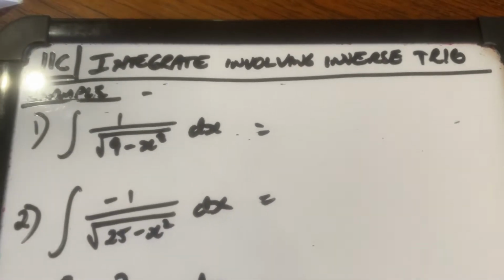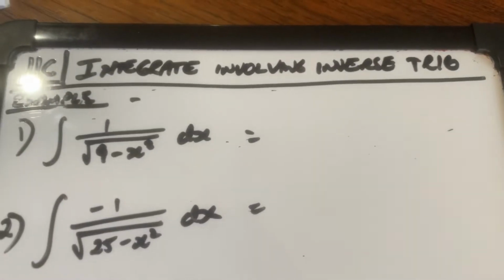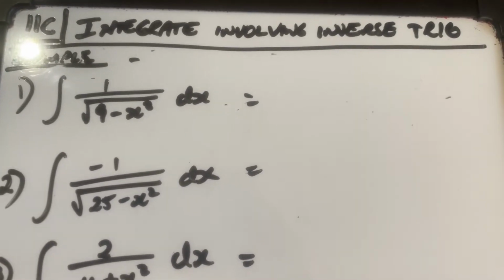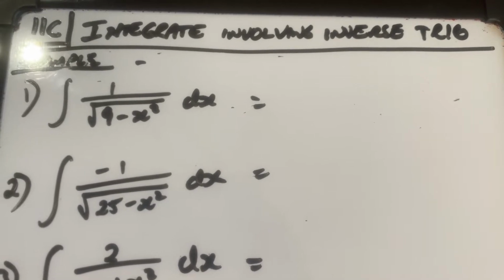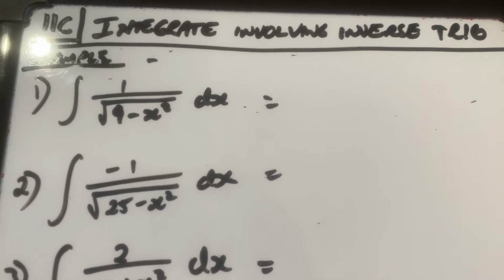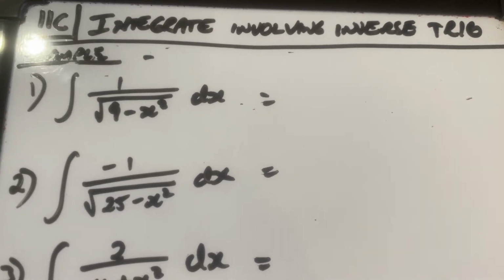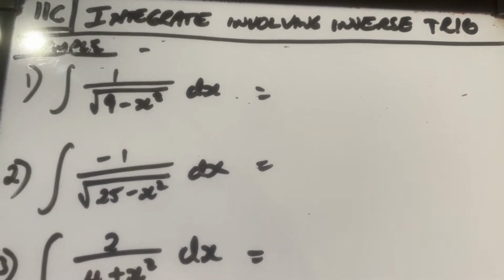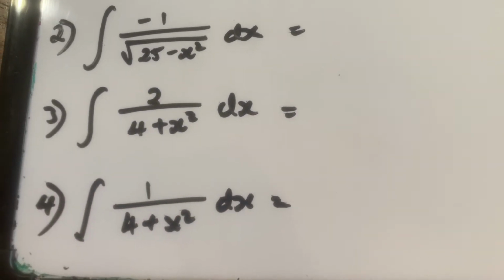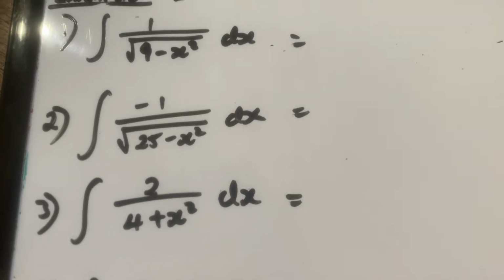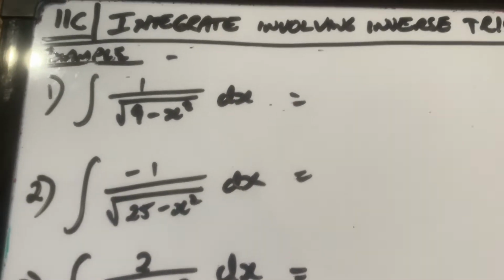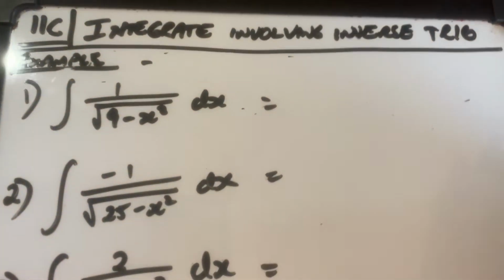11C. We're doing integrating involving inverse trig functions. This we're doing in 11B, we derived inverse trig functions, and now we're integrating. We're using the same rule. Notice while it says integrating involving inverse trig functions, look at the examples that I've done we want to integrate to start with. None of them have inverse trig functions, but our answers will. So let's concentrate on the first two to start with.